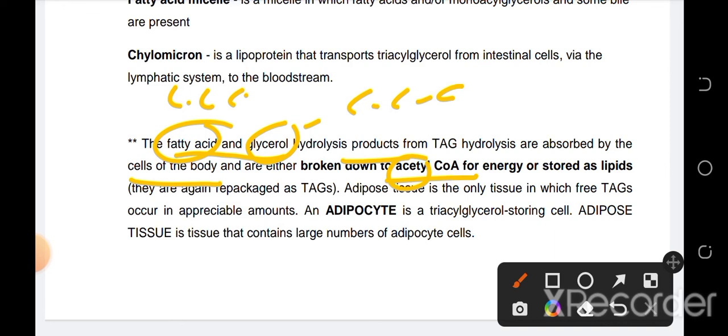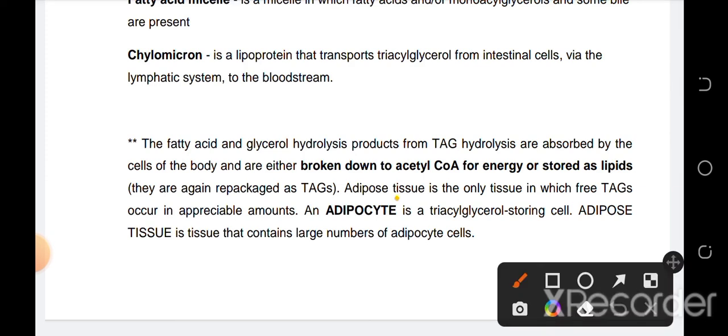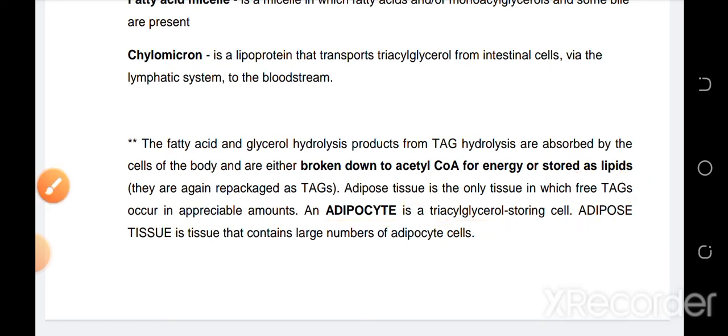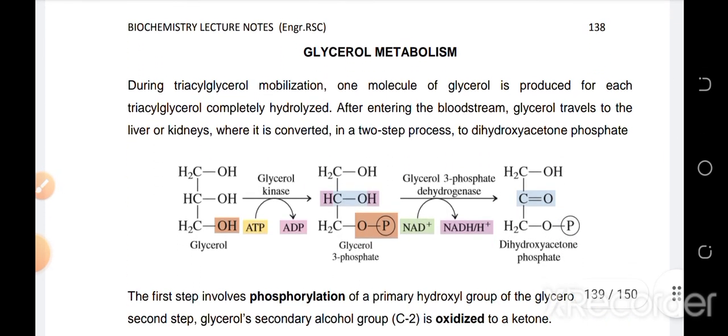And kung hindi naman sila kailangan or hindi naman sila mako-convert as ATP during the Krebs cycle, then they could be stored as lipids. So, kung hydrolyzed na sila, pwede na naman sila ma-repackage as triacylglycerol, and they could be stored in adipose tissues where there are triacylglycerols. So, yun yung mga body fats. Okay? Adipocytes are the triacylglycerol-storing cells, and adipose tissue is the tissue that contains a large number of adipocyte cells. Okay? So, yan na yung mga body fats.